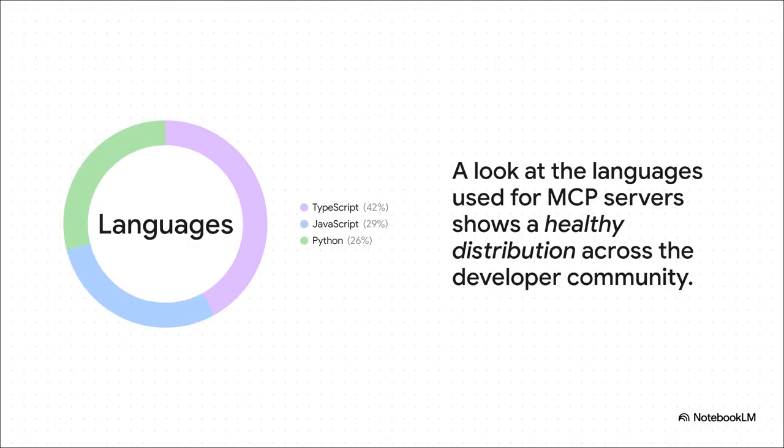If you just peek at the data from the official GitHub repos, you can see how fired up the developer community is. I mean, look at that. It's a really healthy split between the big languages for this space. TypeScript, JavaScript, and Python are all neck and neck. It shows this is a really broad-based movement.